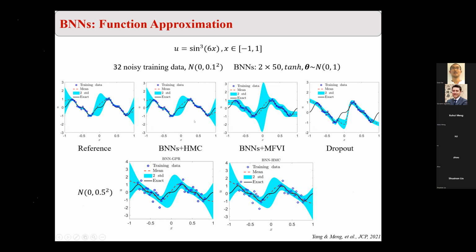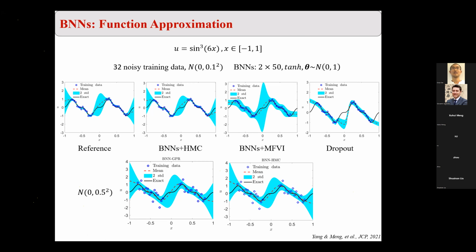As for the posterior estimation, we can use different methods. For example, we can use Hamiltonian Monte Carlo or mean field variational inference. And dropout is also a kind of mean field variational inference. So we present the results with different posterior estimation techniques.